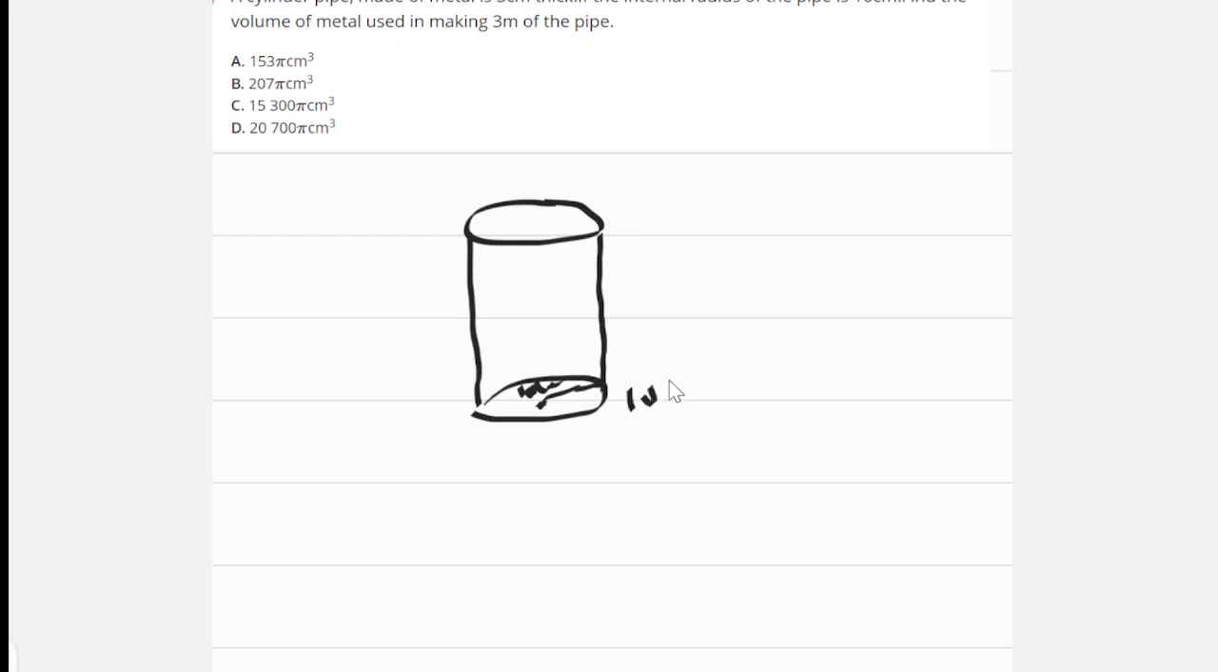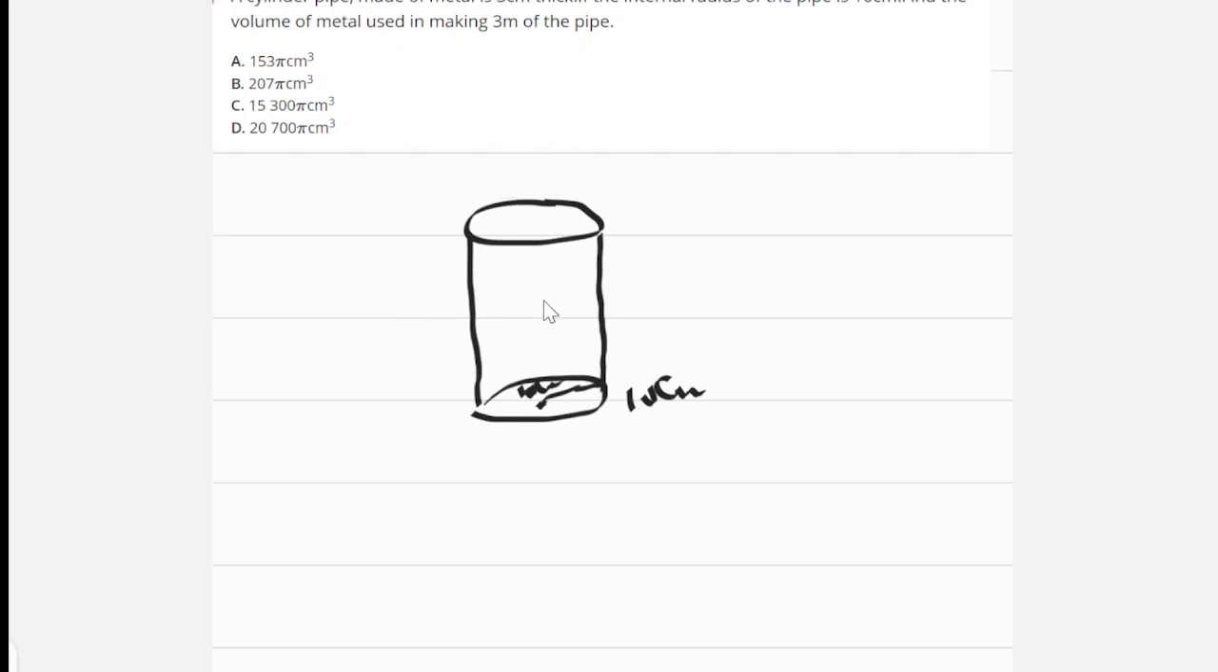Then find the volume of the metal used in making 3 meter of the pipe. That is not difficult to do. So you have your metal, which is made up of what? 3 centimeter, and the internal is 10 centimeter. You can just find the volume of this guy.